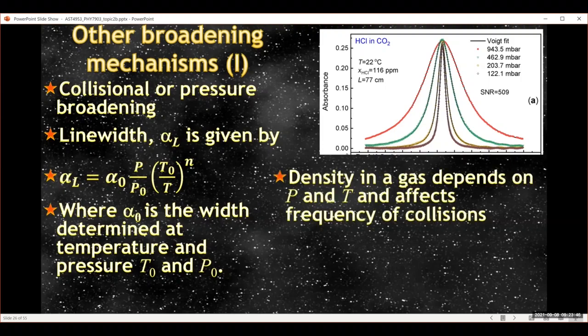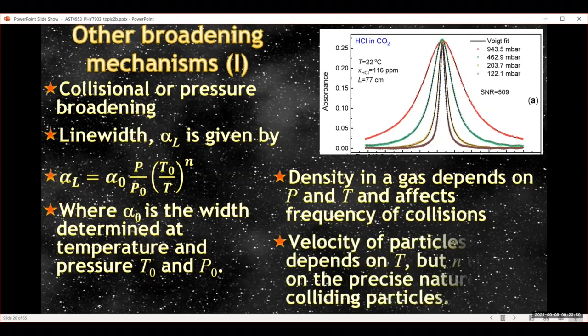Now, remember that what's happening is you're having lots of collisions. And so although temperature dictates the speed, how dense the gas is affects how many collisions you have. So it affects the distribution of speeds. The velocity is also going to depend on the nature of the particles themselves. So that n value for what the dependence on T is actually depends on how your particles collide. You can think of it as being, when they collide, what's the exchange of kinetic energy?